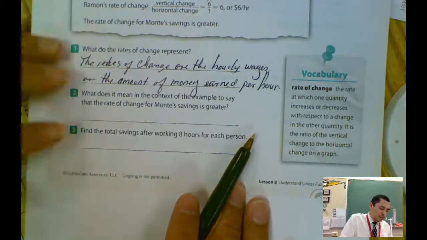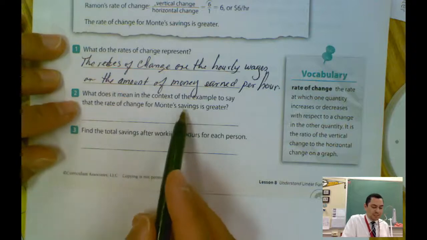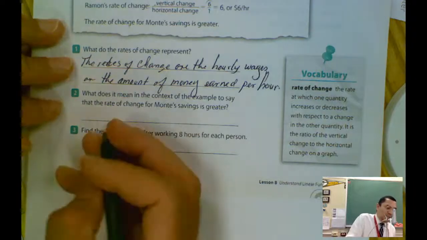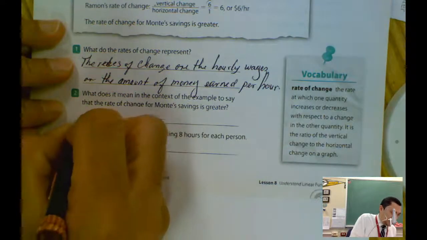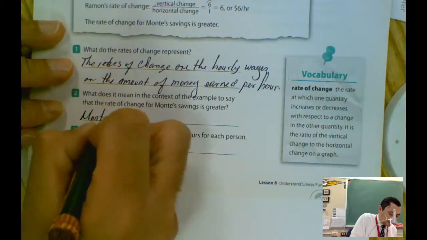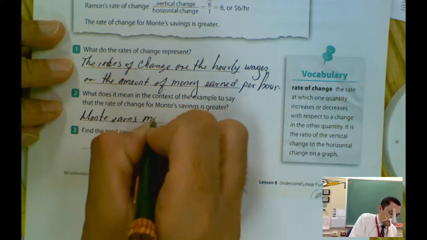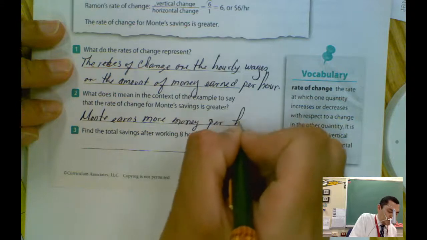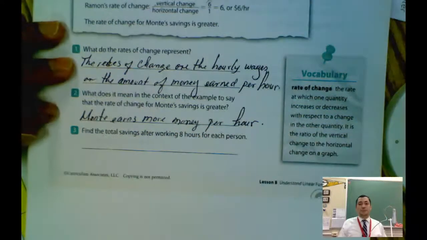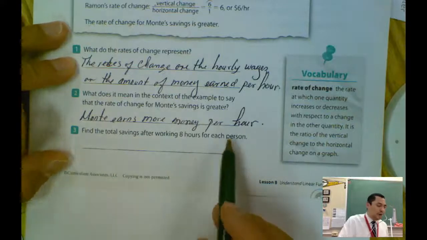What does it mean in the context of our example to say that the rate of change of Monty's savings is greater? So we can say that Monty earns more money per hour. That's what it means. And then find the total savings after working 8 hours for each person.